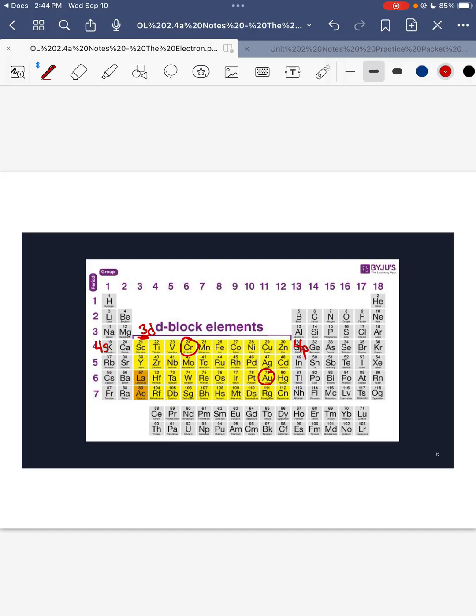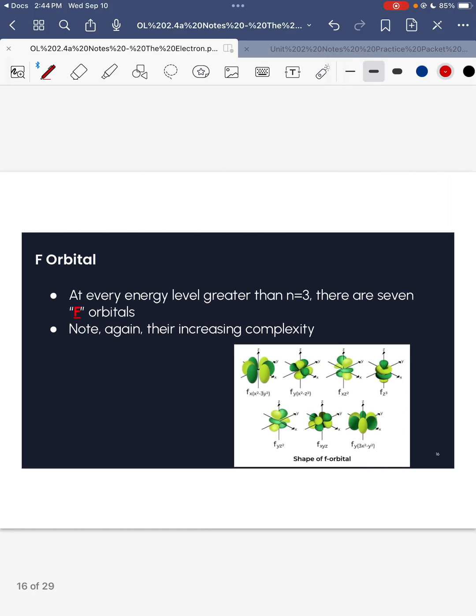If I say I'm thinking of 4d5, I'm thinking of the 5th element in the 4d period. Okay. Next, we get into our F block.